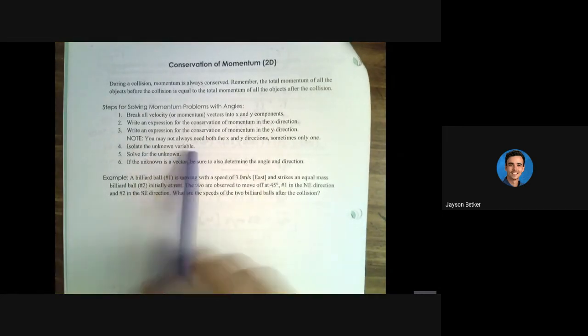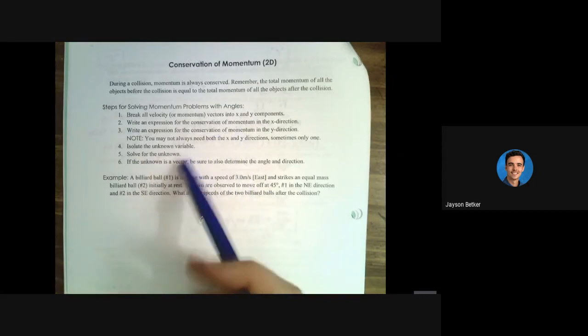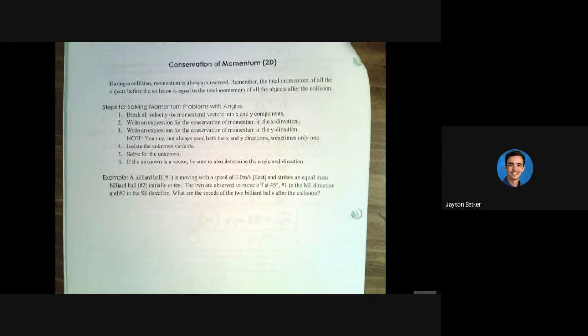Then just isolate for the unknown variable, solve for that variable. That's just physics 101 right there. And if the unknown is a vector, just be sure to determine not only the magnitude, but also the angle and the direction in which it is moving. Okay? So those are our six steps to be able to solve these. It shouldn't change too much depending on the questions that we get. It'll be different scenarios, but for the most part, for the problems that we're going to encounter, you can revert back to these 6 steps to be able to solve them.